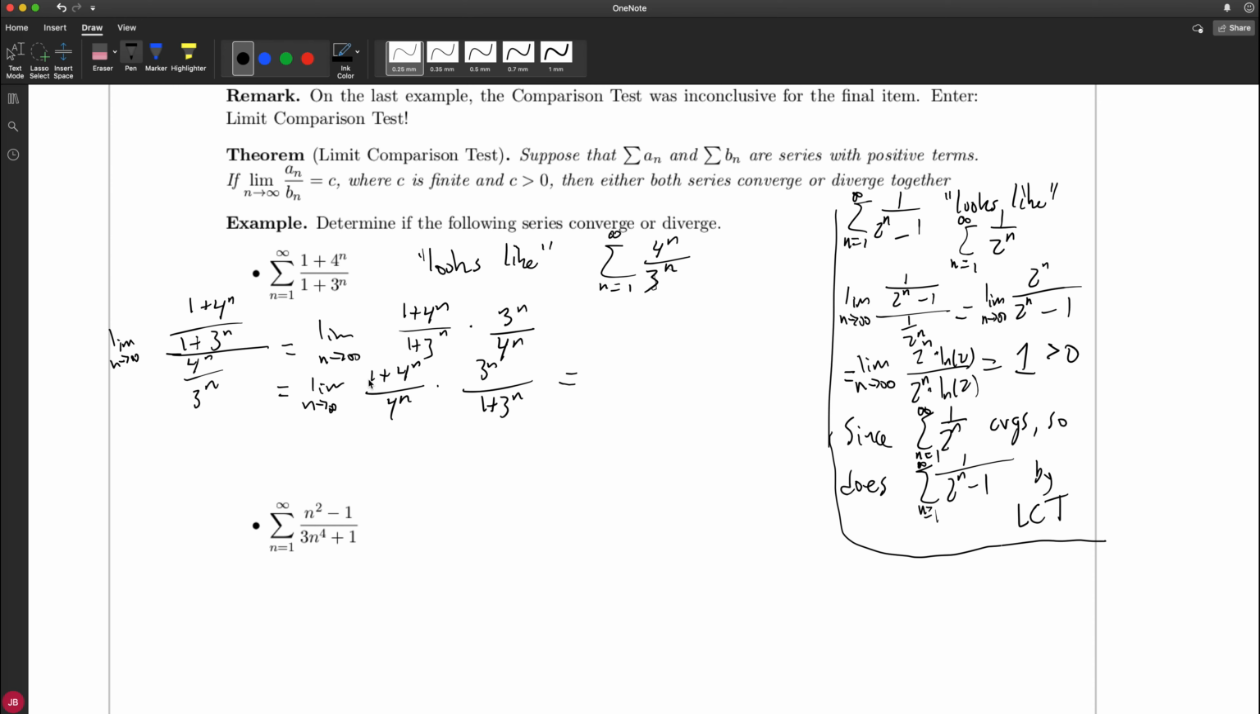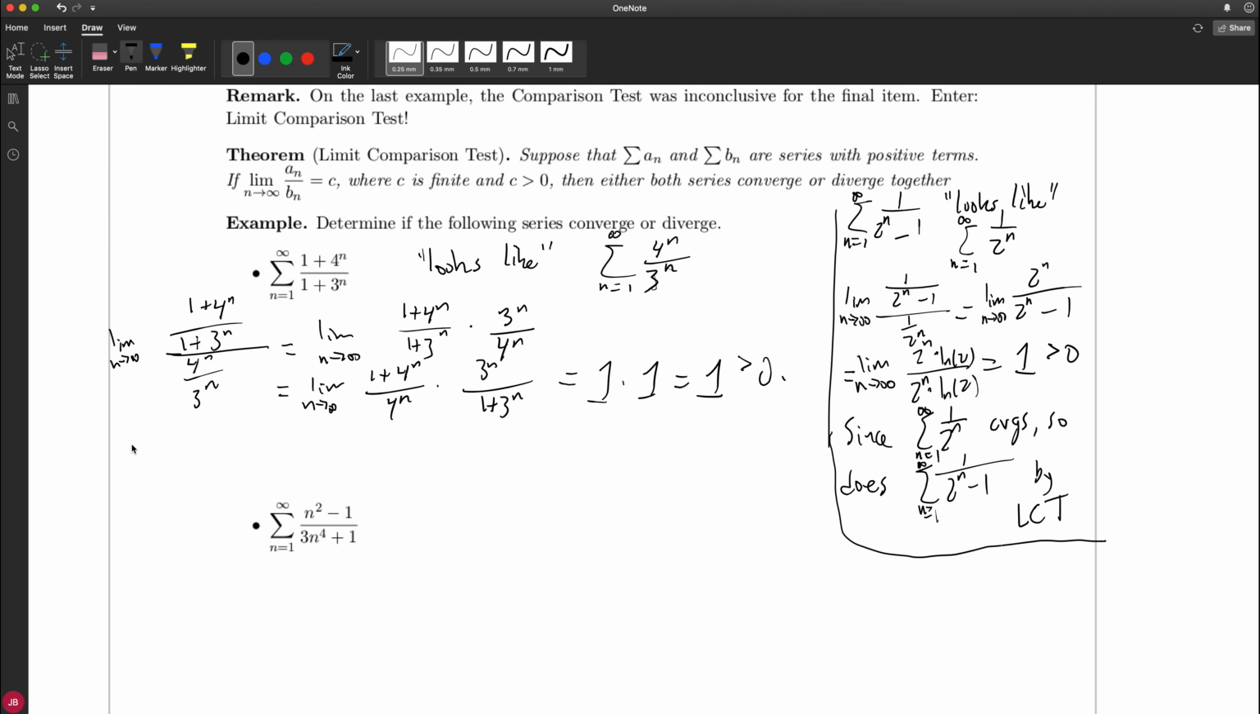Anytime you see a number plus an exponential divided by that same exponential, the limit is always going to be 1. The reasoning is that you would apply an intermediate L'Hopital's rule to just this, and then the limit of their product is the product of the limits. Well, both the limits are 1. So this is 1 times 1 equals 1. And as long as that limit comes out to be positive, you're good.